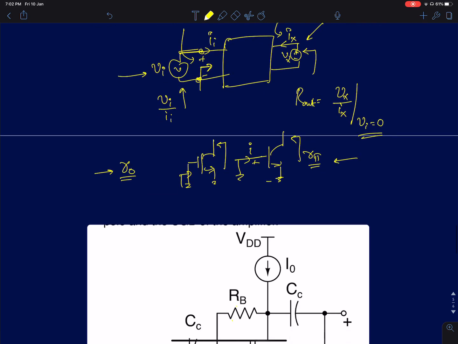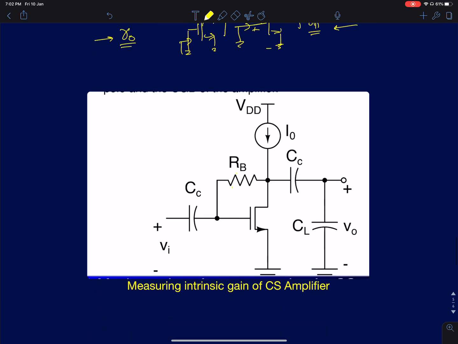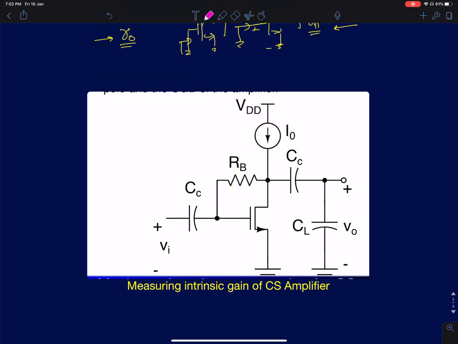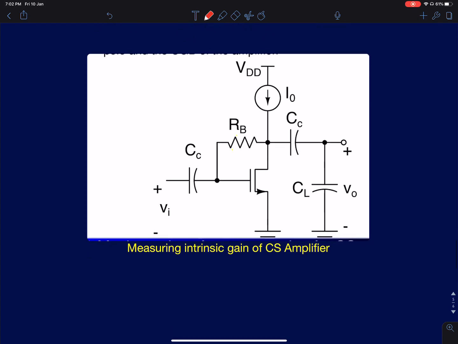Okay. The one thing that I wanted to stress in this class is how do we measure the intrinsic gain of a common source amplifier? So we talked about intrinsic gain. So we'll have a setup to measure the intrinsic gain of a common source amplifier. So here I've also shown capacitors. This test bench was drawn, the schematic, to measure the frequency response.